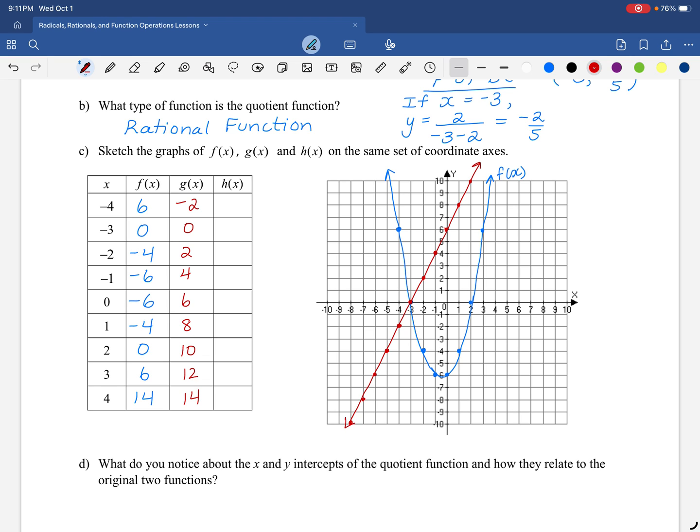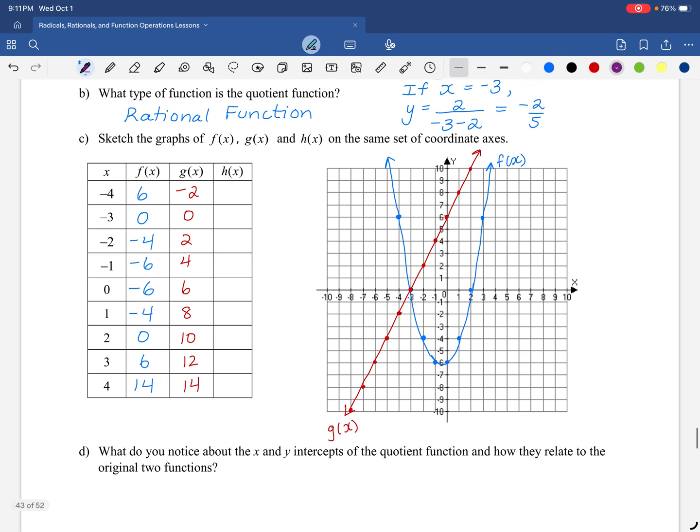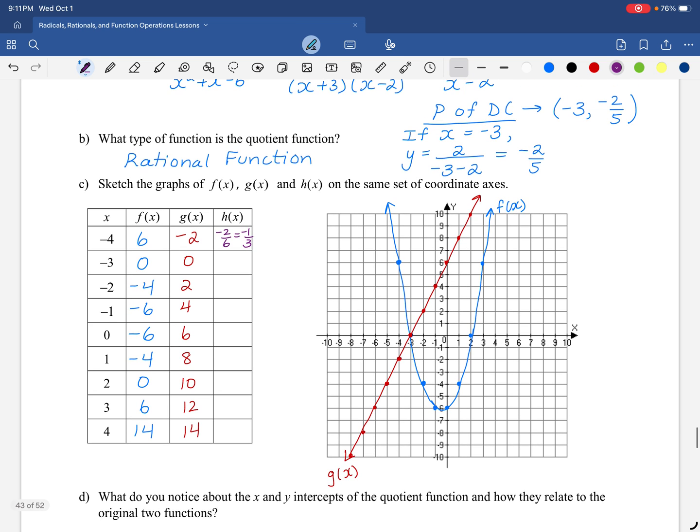Okay, I'll label it right here. And now we're going to use the values of our y for f and g to create our function h as coordinate points. Remember, it's g divided by f. For this one, if I take -2 and divide it by 6, this is really -1/3. Remember, we already discovered that when x was -3, you had this point of discontinuity up here.